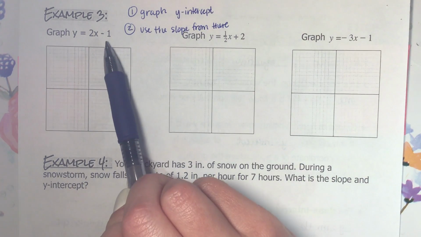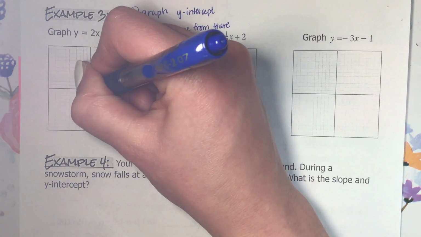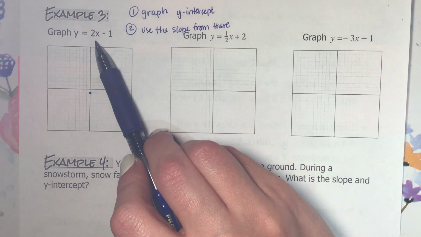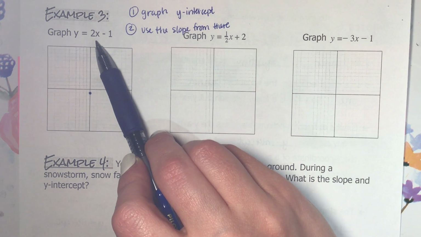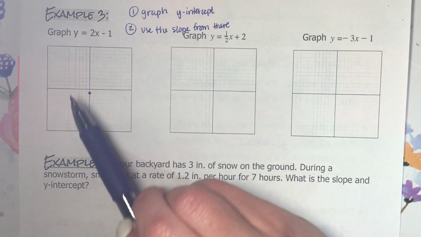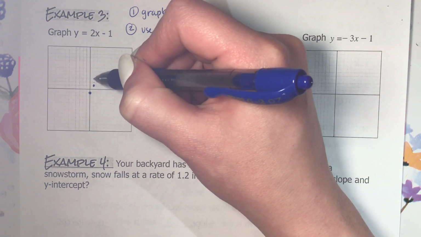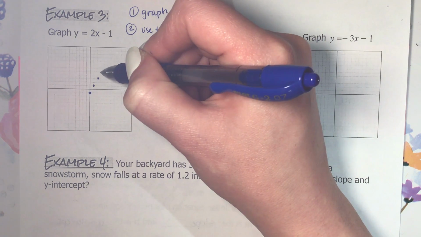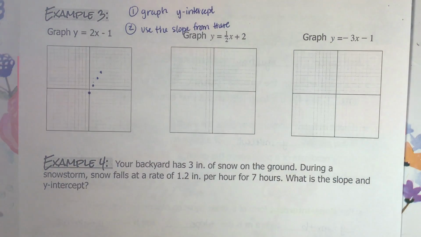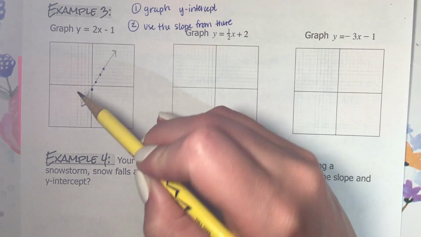So I am going to graph negative 1 on the y-axis first, which is right here. Then I'm going to look at my slope, and it's 2. Remember, slope means rise over run. So I'm going to go up 2 over 1, up 2 over 1, but starting at this point. So I count up 2 and then over 1, up 2 and then over 1. Once you get a few points, that's fine. I am going to use my pencil here and connect them and form my line now.